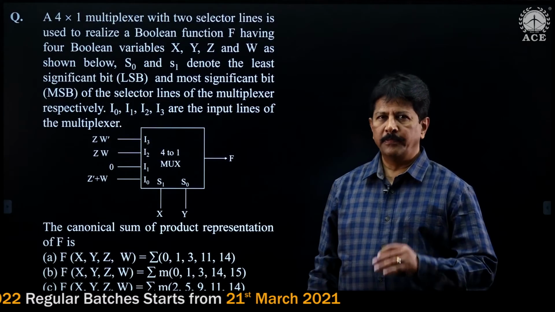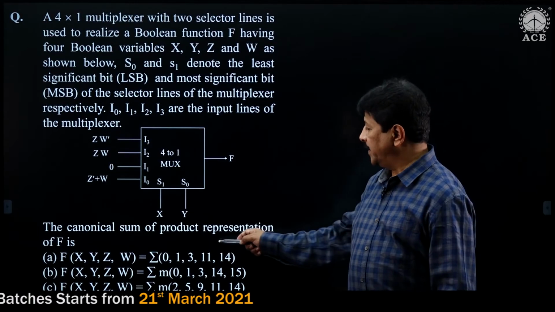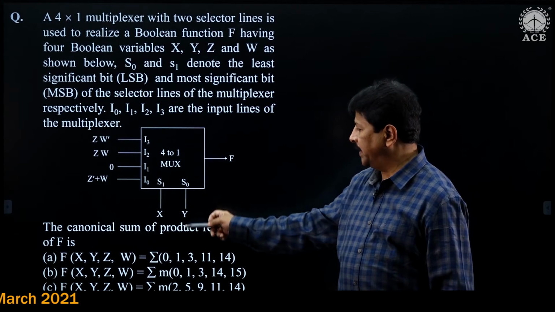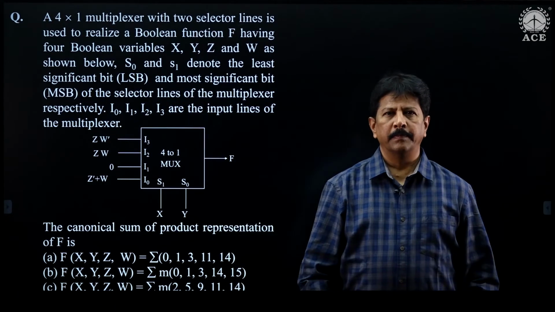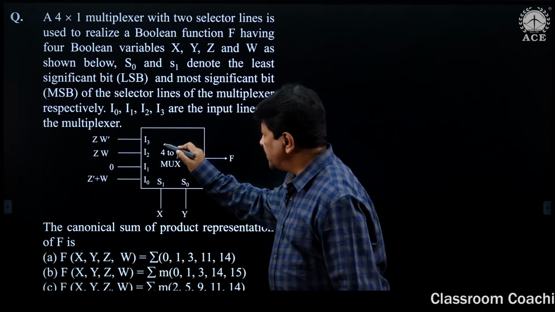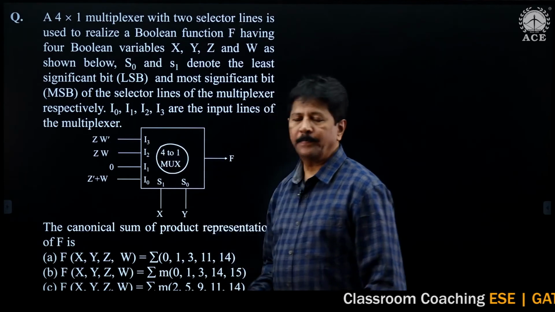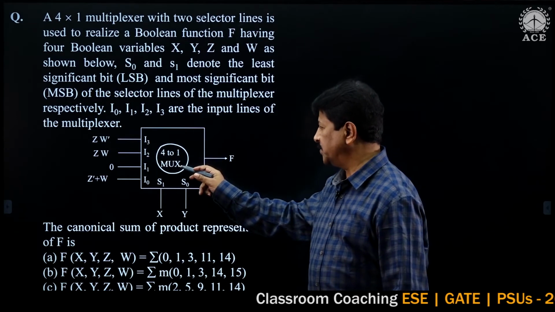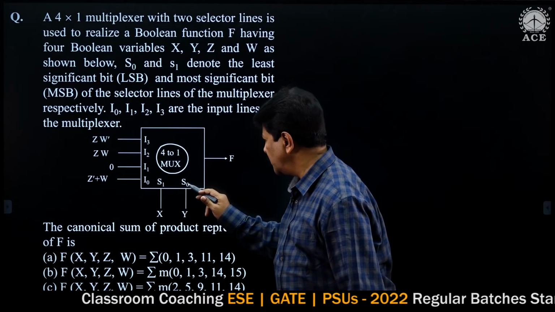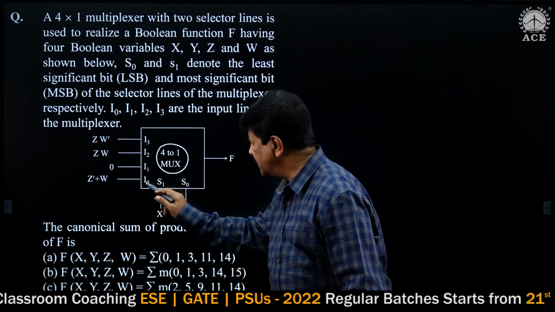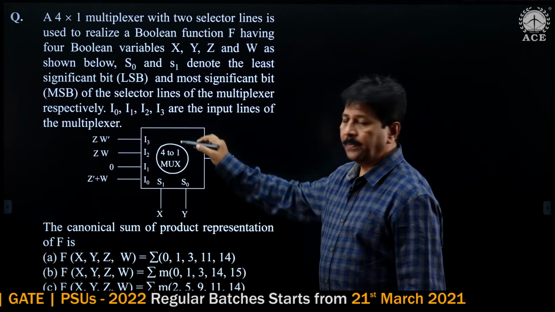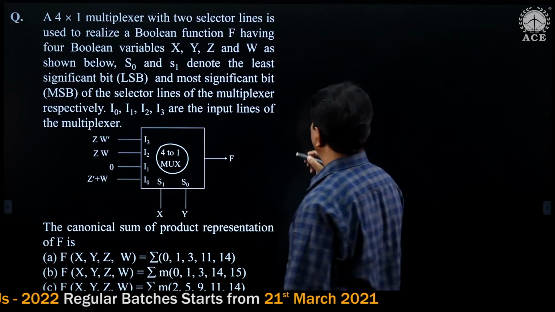In this problem, we are asked to find out canonical SOP expression implemented by this multiplexer among the given options. It is straightforward. What I have to do is take the standard expression of a 4:1 multiplexer, and into that multiplexer expression, you have to substitute I0 to I3 values and S1, S0. Be careful, I0 is given here and I3 is given here. I know for a 4:1 multiplexer, the standard expression is like this.